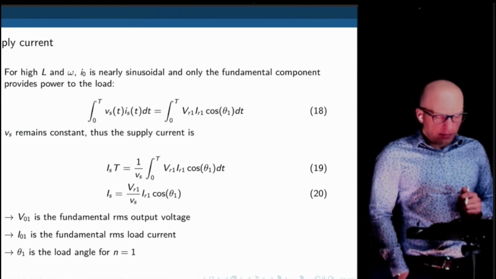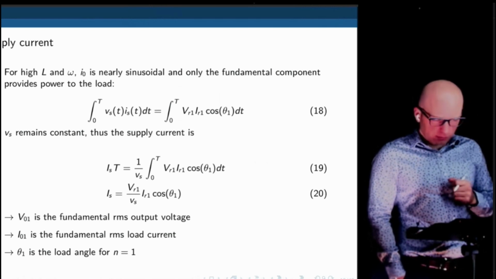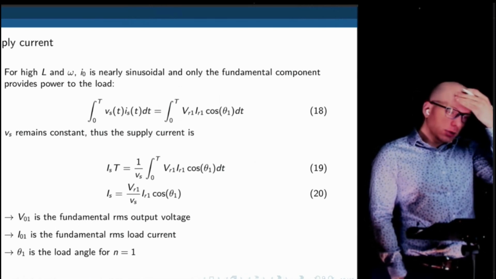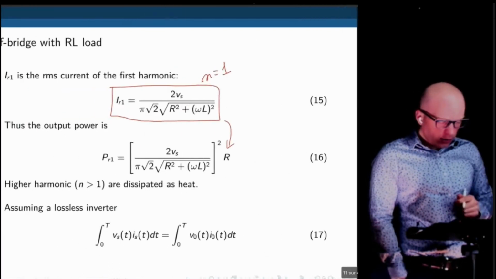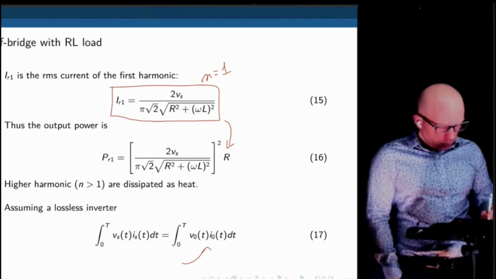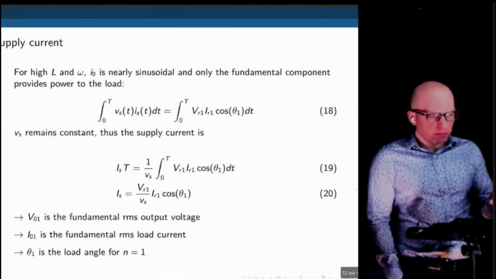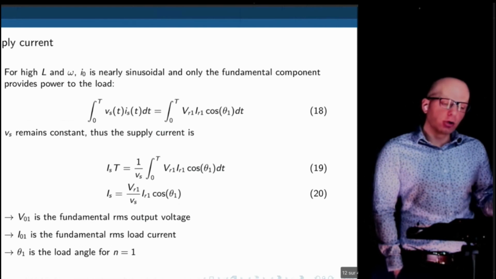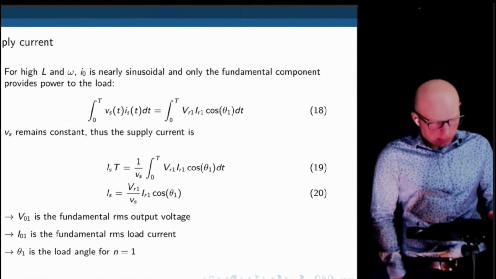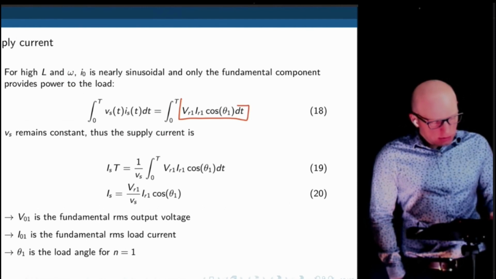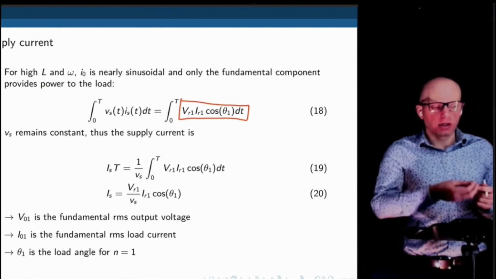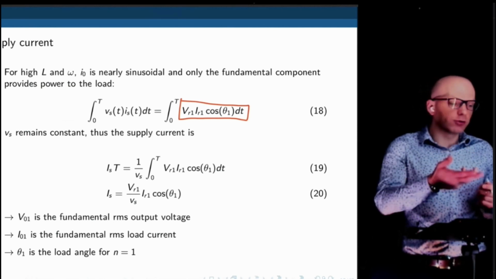For high inductance and frequency, we have a nearly sinusoidal component, nearly sinusoidal output. So only the fundamental component provides power to the load, which means that in our equation here, instead of using the actual equation for voltage and current, we can again rewrite this for n equals 1, because for a high inductive load, we have nearly a sinusoidal waveform. All right, so replacing that with the fundamental current and the fundamental voltage, we can conclude that the input power equals the power delivered by the fundamental voltage and the fundamental current to the load.